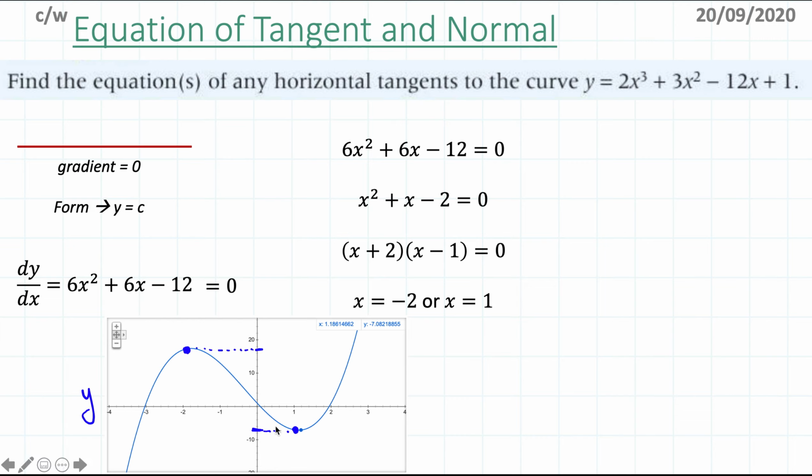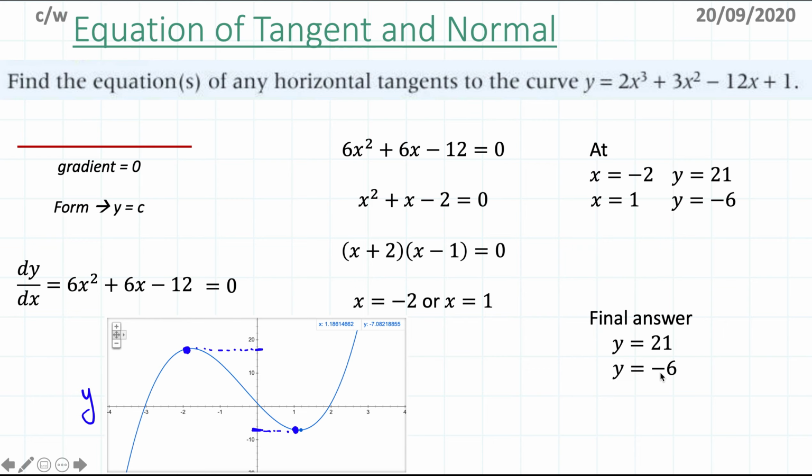So how do we find the y coordinate? Remember, we just substitute into the original. At x equals negative 2, y equals 21, you can use your GDC or just substitute directly in the y. And when x equals 1, y equals negative 6. So the final answer is that the equations of the horizontal tangents are y equals 21 and y equals negative 6. And this is my y equals negative 6, and this is my y equals 21.